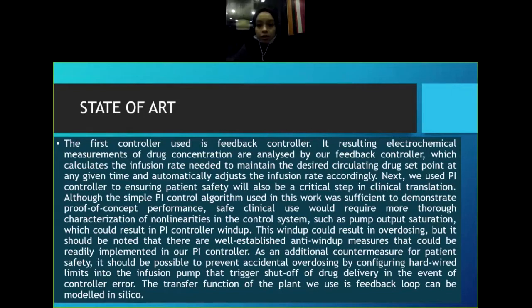As an additional countermeasure for patient safety, it should be possible to prevent accidental overdosing by configuring hardwired limits into the infusion pump that trigger shut-off of drug delivery in the event of controller error. The transfer function of the plant we use in the feedback loop can be modeled in silico.